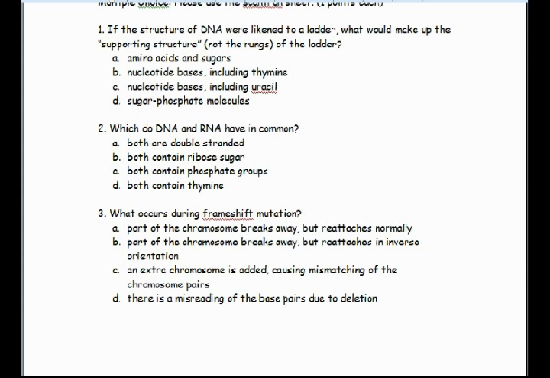Which do DNA and RNA have in common? They both contain phosphate groups. Letter C, both contain phosphate groups.